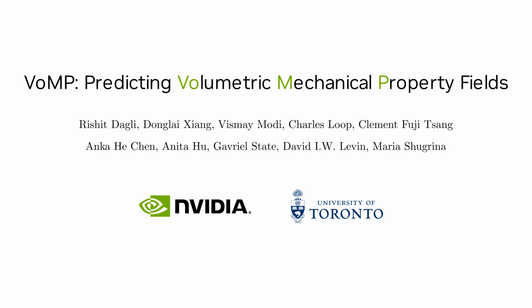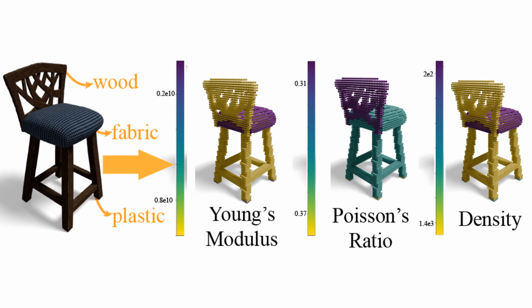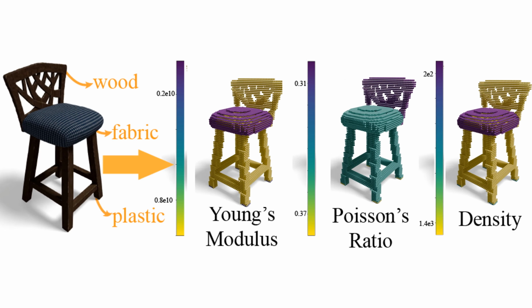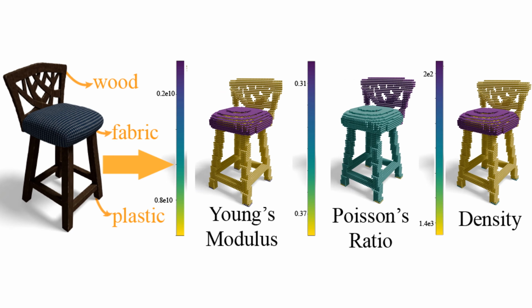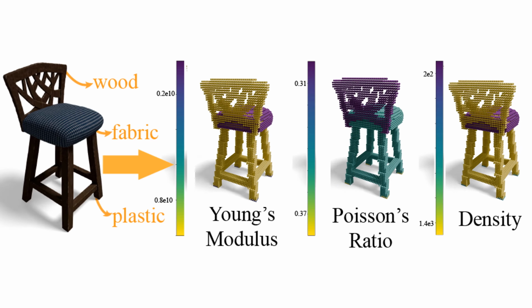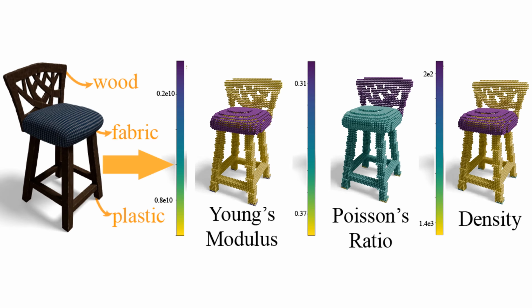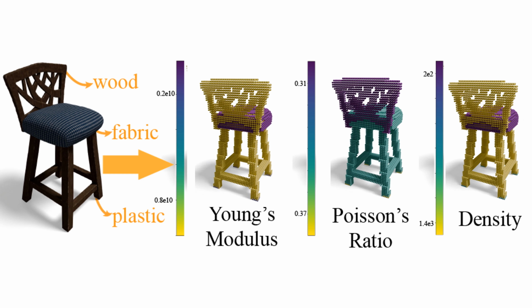We present VoMP. VoMP takes in a 3D geometry and, unlike prior art, it estimates physically plausible, volumetric, and fine-grained mechanical property fields that are fields of Young's modulus, Poisson's ratio, and density.